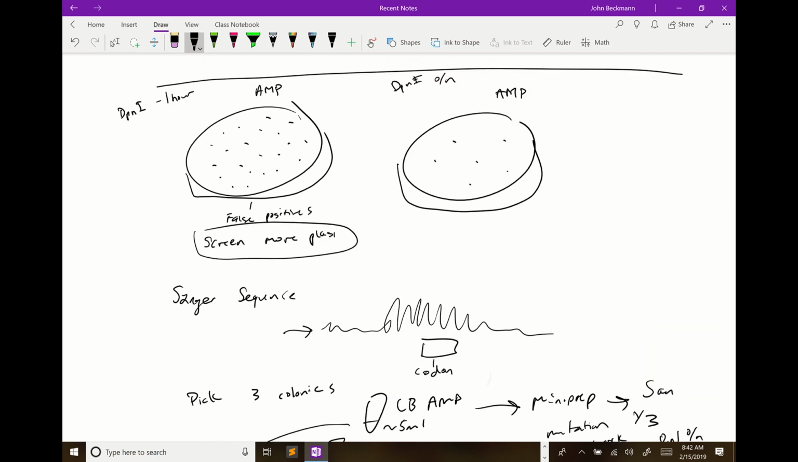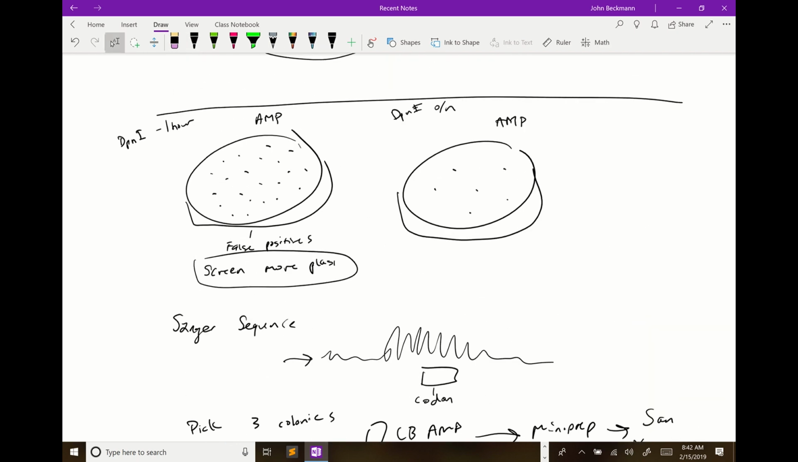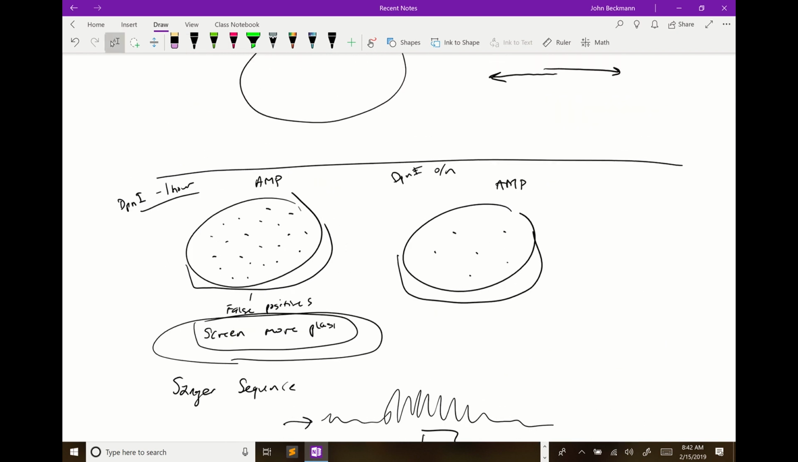The problem is if you don't do the DpnI, if you just do it for a short time, you're going to have to screen more clones. It's going to be more work in the long run. So I usually will set up a QuikChange in the morning, and then before I go home from work, I will set up the DpnI overnight, and then in the morning, I do my transformation.